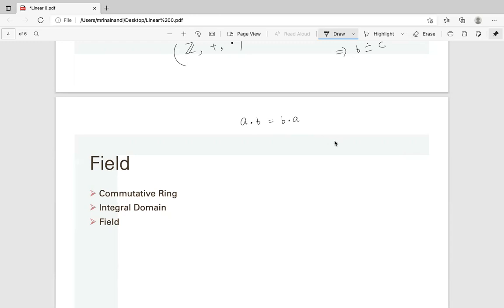Now, can it make a group under the second operation? No, never. We can't make this a group under the second operation. Why? Because we can easily prove that 0 is the additive identity, and 0 multiplied with a is 0. Now, we assume that 1 is not equal to 0. If 1 equals 0, there is only one element.